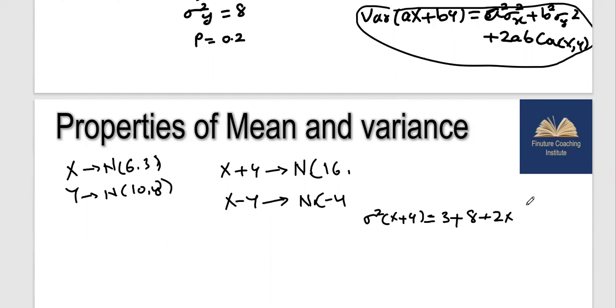So 2 times. So it says covariance of x and y. So covariance can be written as correlation times standard deviation of both. So let me write the rho formula. If I were to find rho, it is equal to covariance of x and y divided by sigma x times sigma y. So over here it's standard deviation. So instead of covariance, I can write correlation times standard deviations, and the correlation we have been given was 0.2.